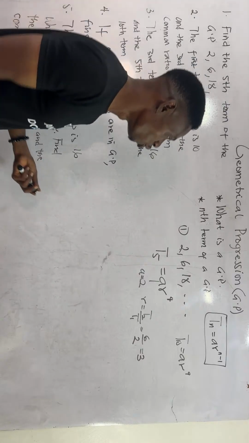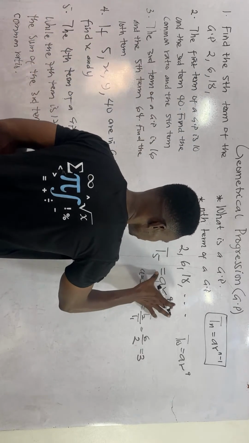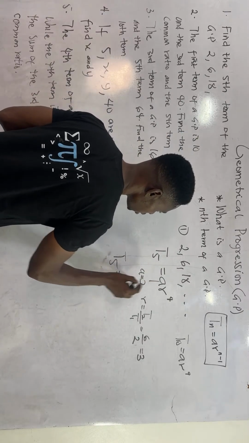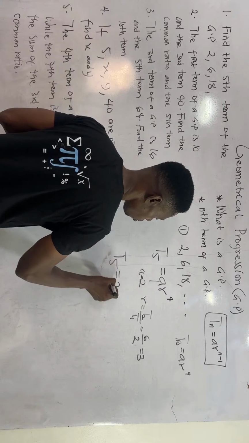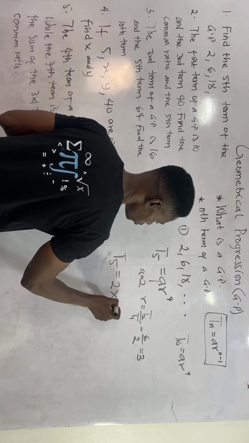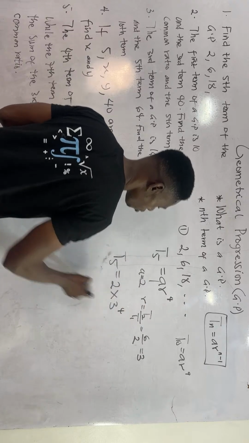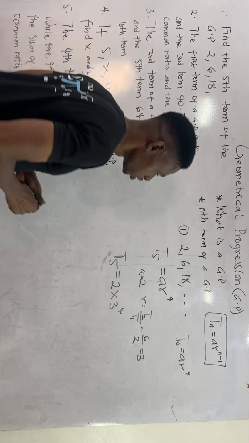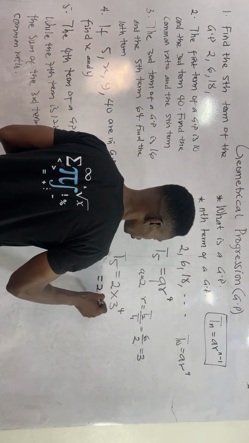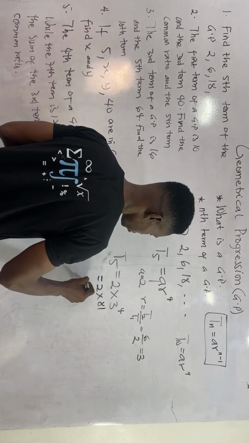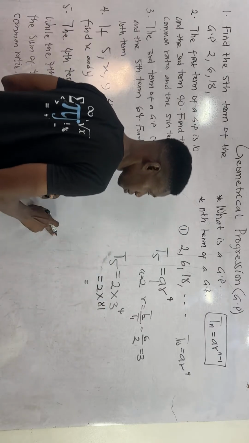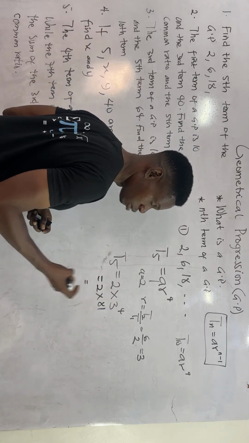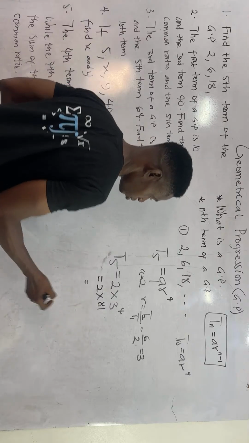So that's all we need. We only need A and R to get our fifth term. So T5 is A, which is 2, multiplied by R, which is 3, raised to power 4. Okay, so 3 raised to power 4 is 81. So we have 2 multiplied by 81. Three raised to the power 4, that's 3 multiplied by 3, 9, multiplied by 3, 27, multiplied by 3 again, that's 81.